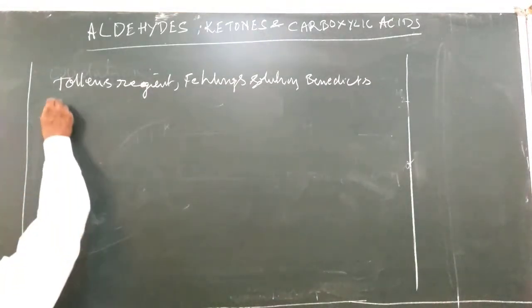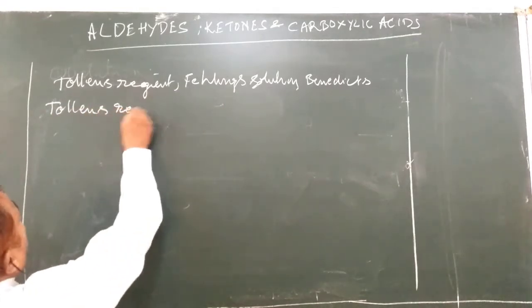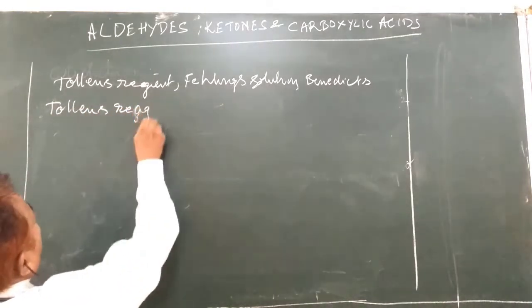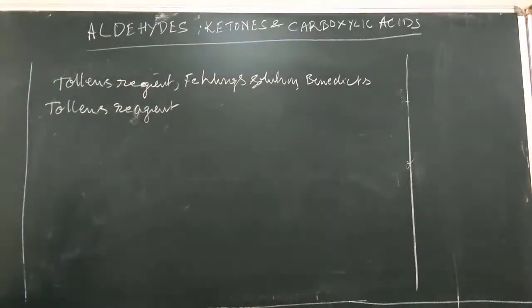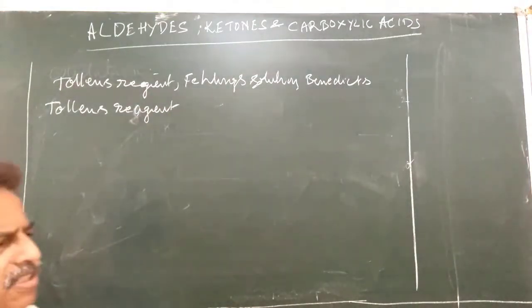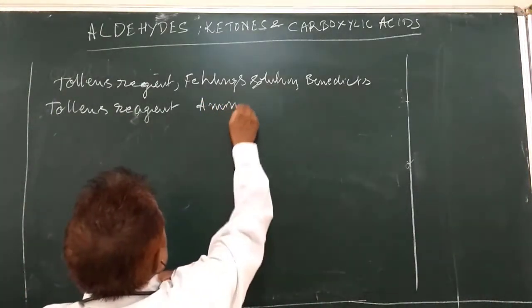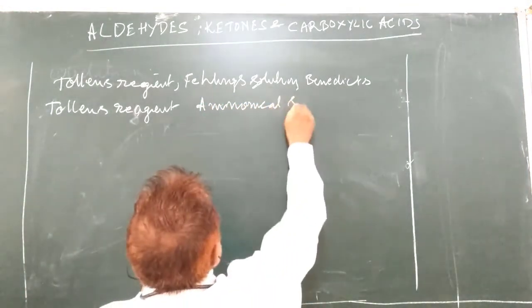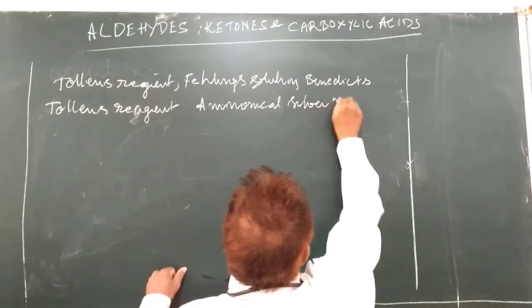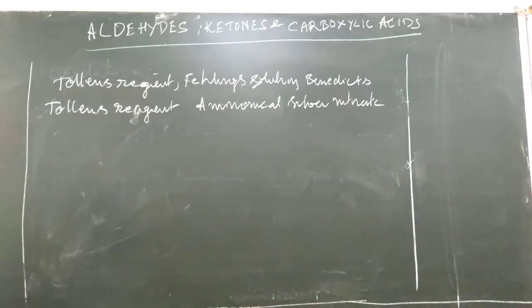Now let us discuss Tollens reagent, reaction with the Tollens reagent, or we can also refer it as a Tollens test. What is Tollens reagent? Tollens reagent is ammonical silver nitrate. How do we prepare this ammonical silver nitrate?